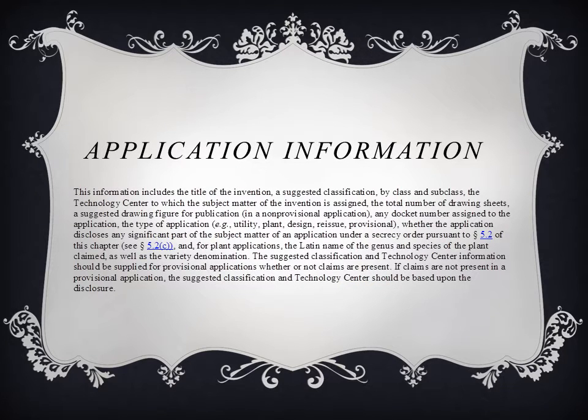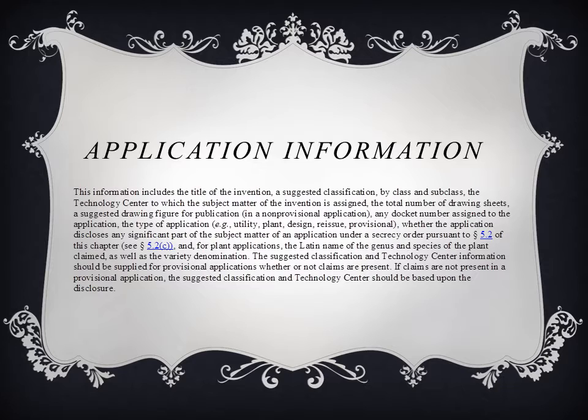Application information. This information includes the title of the invention, a suggested classification by class and subclass, the technology center to which the subject matter of the invention is assigned, the total number of drawing sheets, a suggested drawing figure for publication, any docket number assigned to the application, the type of application, for example, utility, plant, design, reissue, or provisional, whether the application discloses any significant part of the subject matter of an application under a secrecy order, and for plant applications, the Latin name of the genus and species of the plant claimed, as well as the variety denomination.